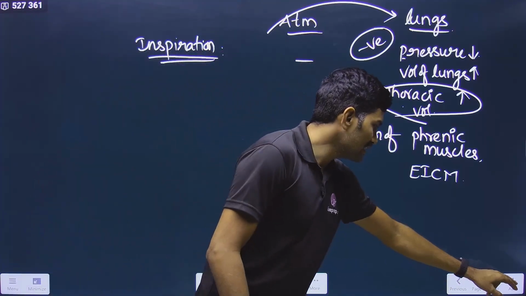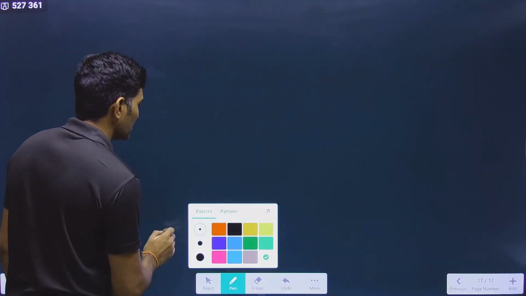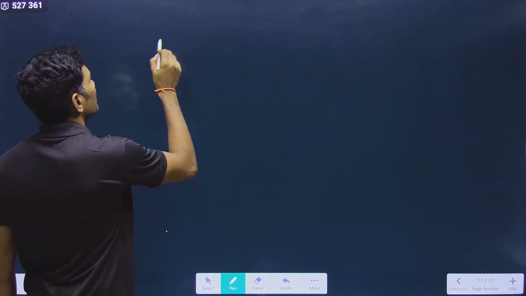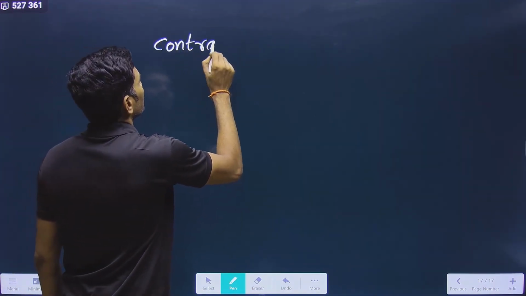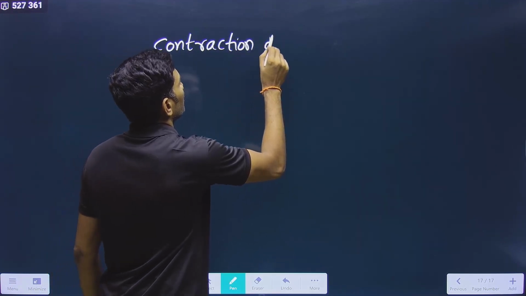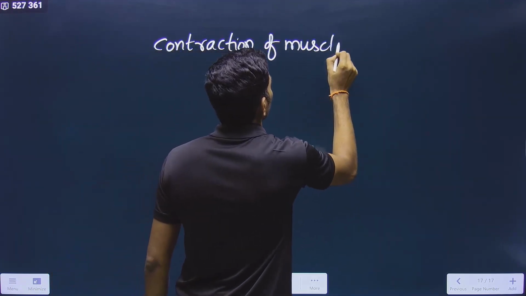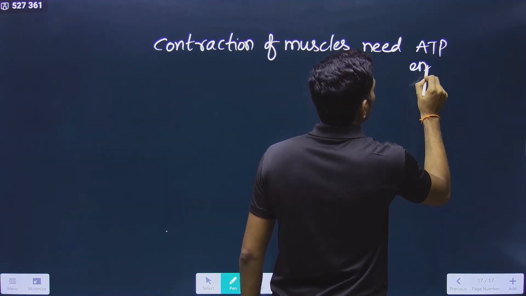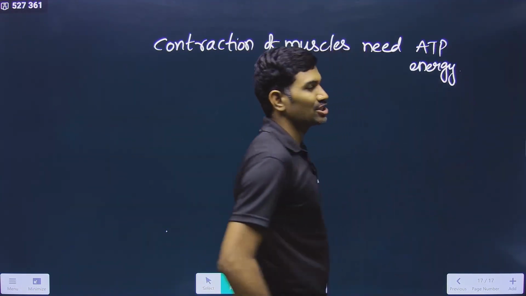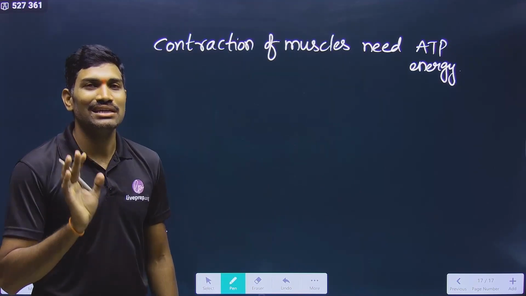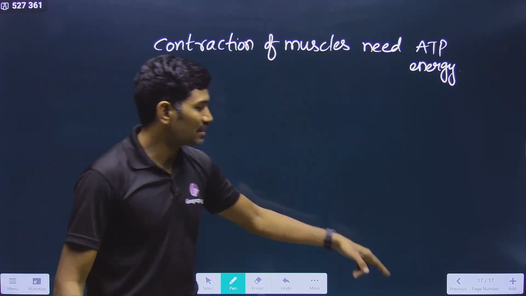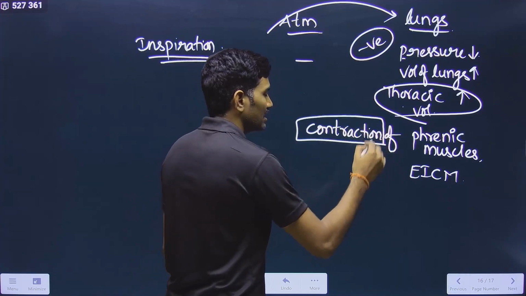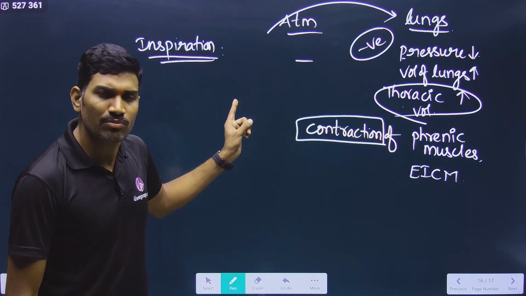Clear? And the next important point with respect to energy: please remember there is a chapter called locomotion and movement, where you will understand this. Contraction of muscles needs ATP energy. Please remember this. Energy is required for muscle contraction. That means, when is the contraction occurring: inspiration, expiration, or both?